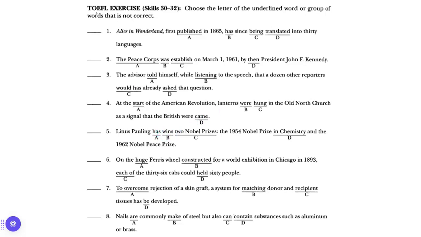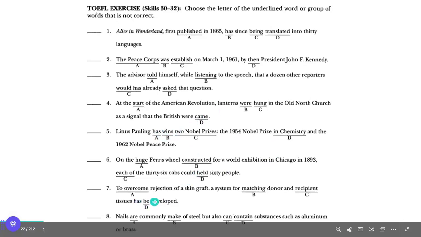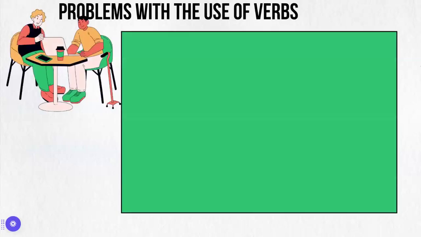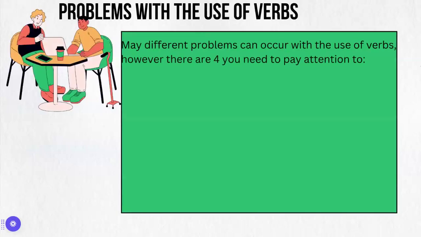Number 6, D, "hold," and no "held." Number 7, D, "been," B-E-N, and no "has be." And number 8, letter B, "made," and no "make." Okay.